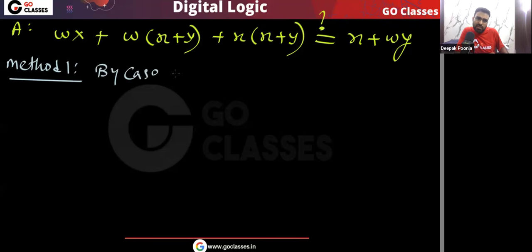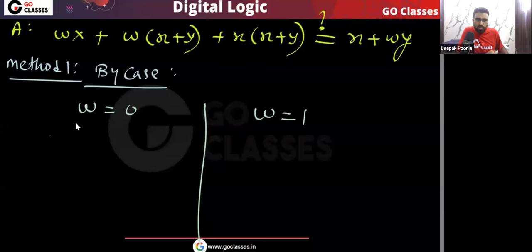Let's solve this by the case method. Two cases can be created, because W is a Boolean variable. There will be two cases: either W will be 0 or W will be 1. These are the two cases possible.